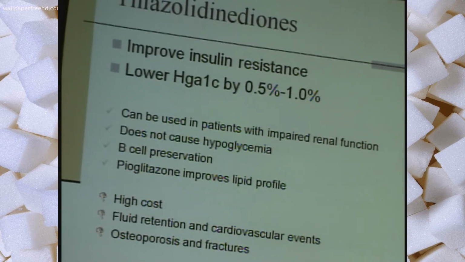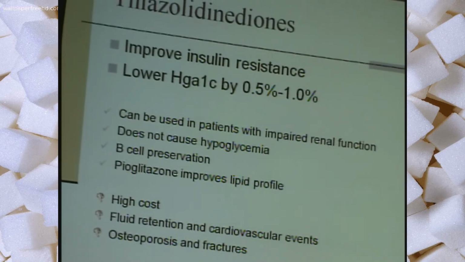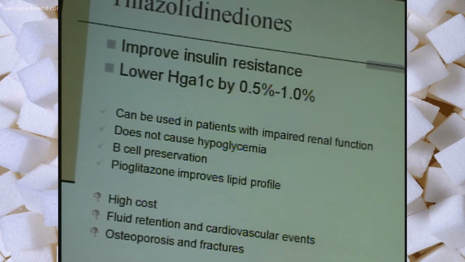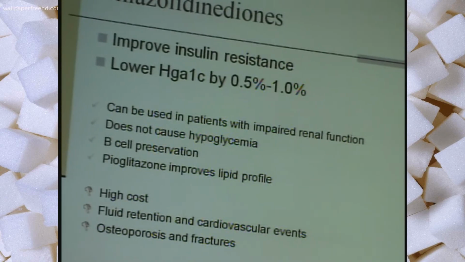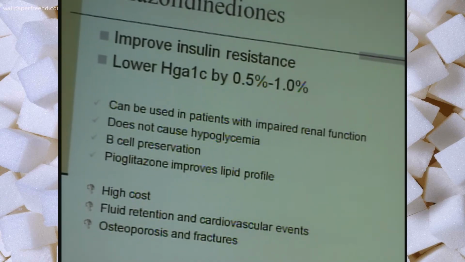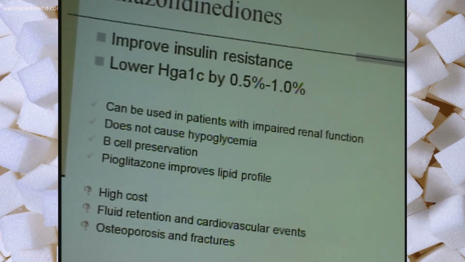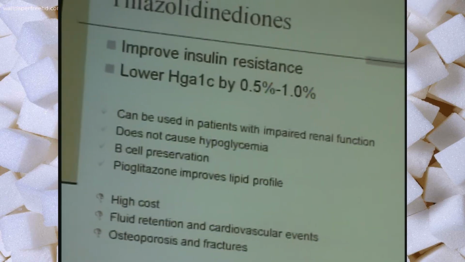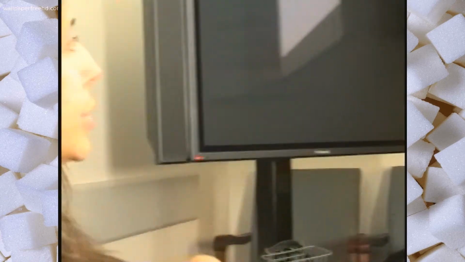It is more expensive. One month's worth of metformin costs $15 to $20, while one month's worth of pioglitazone or rosiglitazone can be between $70 and $90. It can cause fluid retention and cardiovascular events. And there is now a new issue of TZDs causing osteoporosis and fractures.